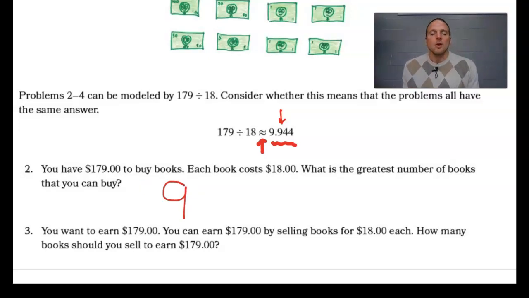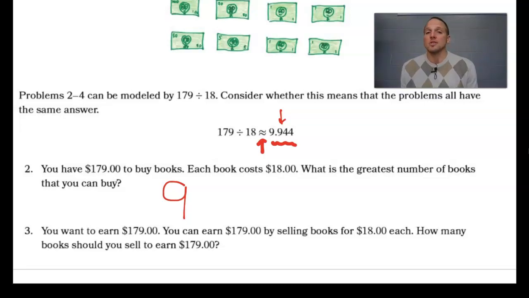All right? So write it out. Take time to write out the sentence, okay? The greatest number of books you can buy is 9. Number 3, you want to earn $179. You can earn $179 by selling books for $18 each. How many books should you sell to earn $179?